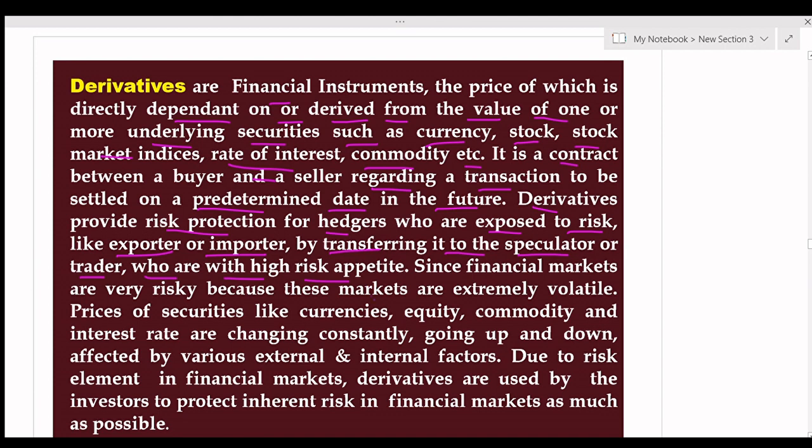Financial markets are very risky because these markets are extremely volatile. Prices of securities like currencies, equity, commodity and interest rates are changing constantly, going up and down, affected by various external and internal factors. Due to the risk element in financial markets, derivatives are used by investors to protect against inherent risks in financial markets as much as possible.